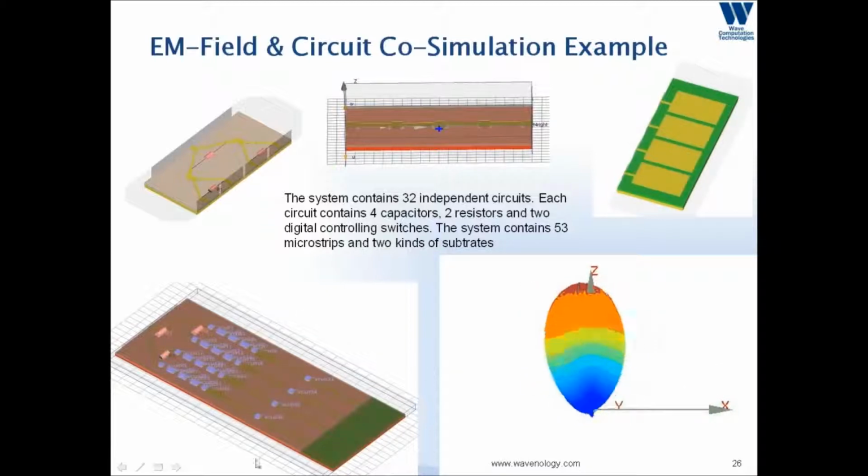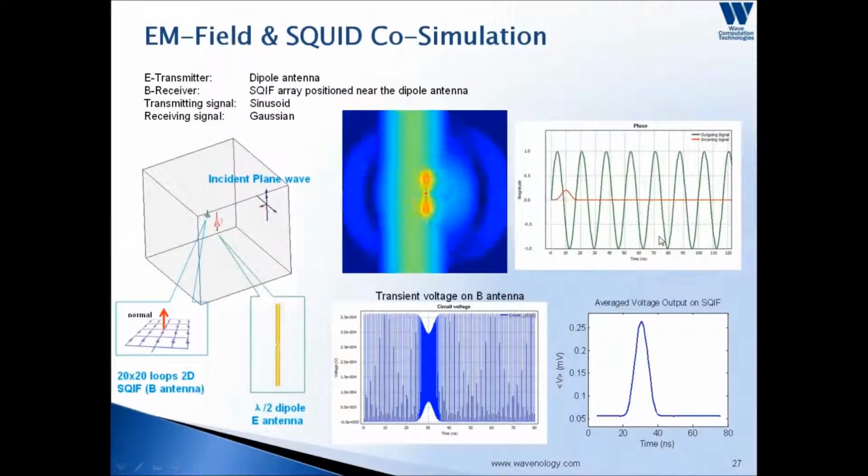But when we put all things together, you can see there's a lot of circuits that can be put in. We have a total of 32 independent circuits, and each one contains a lot of internal structure as well, both digital and analog. So by controlling these circuits, we can achieve beam steering in one single simulation. Okay, so that's a quick example to demonstrate the co-simulation of field and circuit.